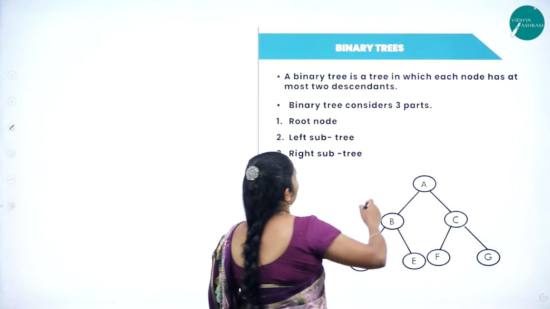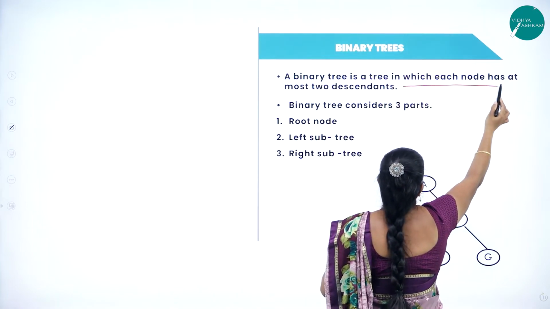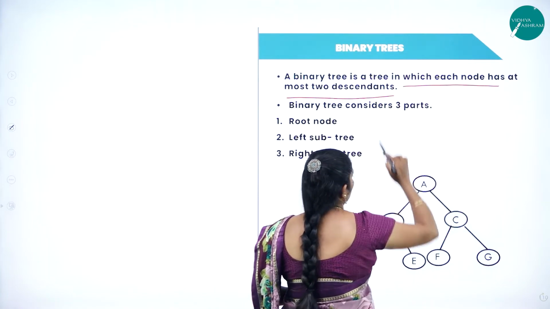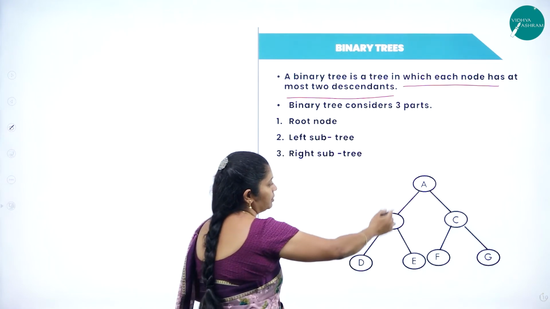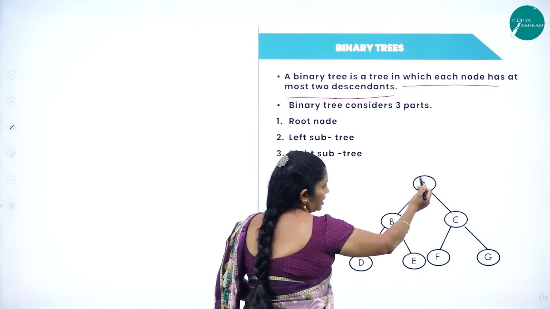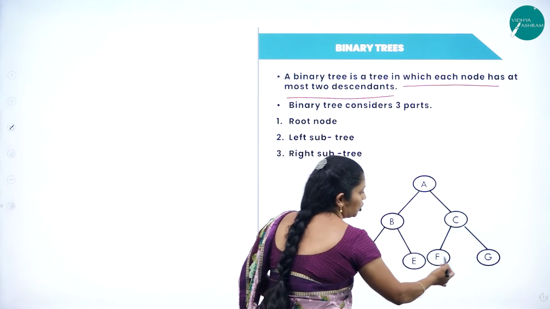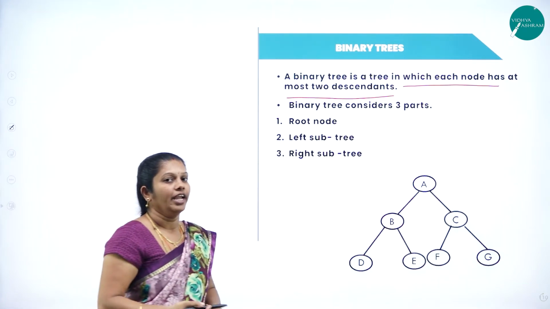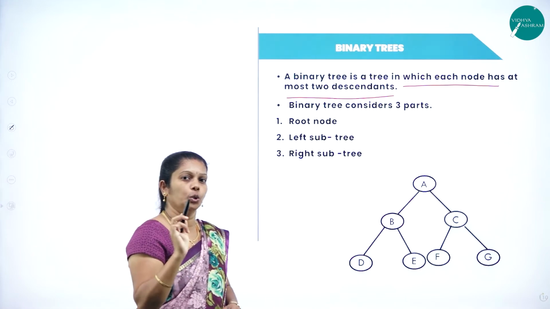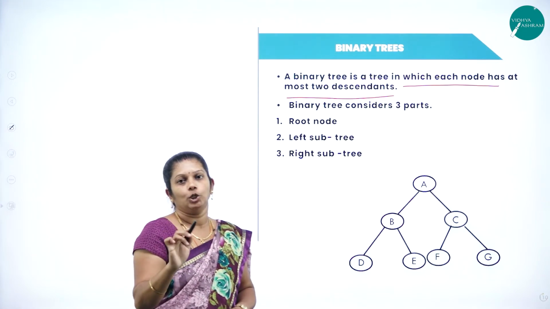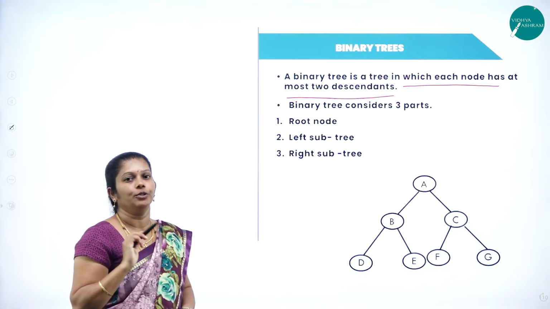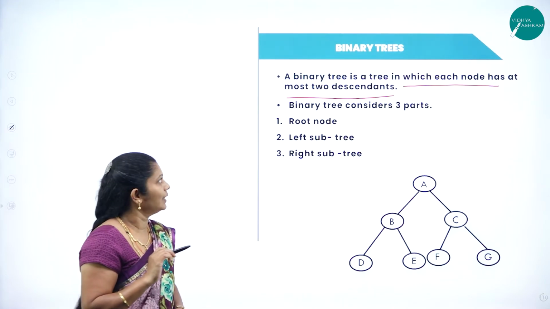A binary tree is a tree in which each node has at most 2 descendants. If you observe this diagram, here A has 2 descendants, B has 2 children, C also has 2 children. It means that binary means 2. If the nodes contain 2 descendants or child nodes, then it can be called a binary tree.